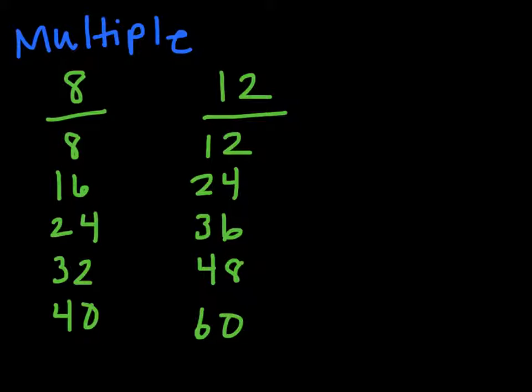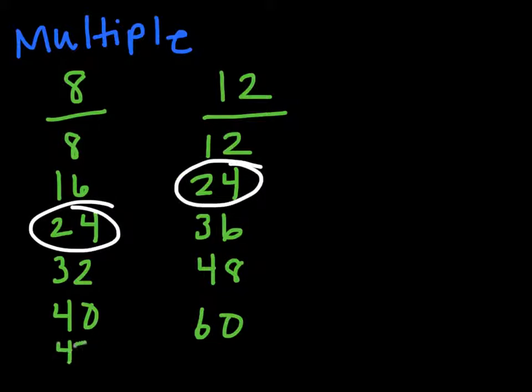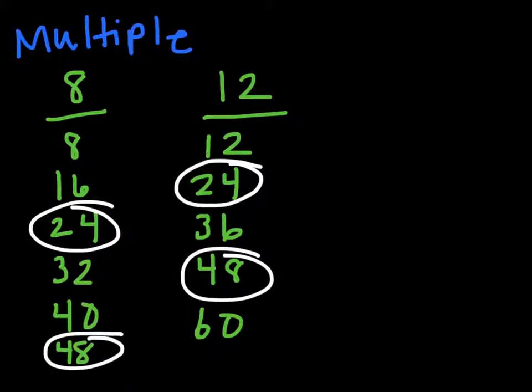8 and 12 share a common multiple. It's 24. And if we did one more multiple of 8, 48, you could see a second common multiple. However, our least common multiple will be 24. It is the lowest multiple that the two numbers share.